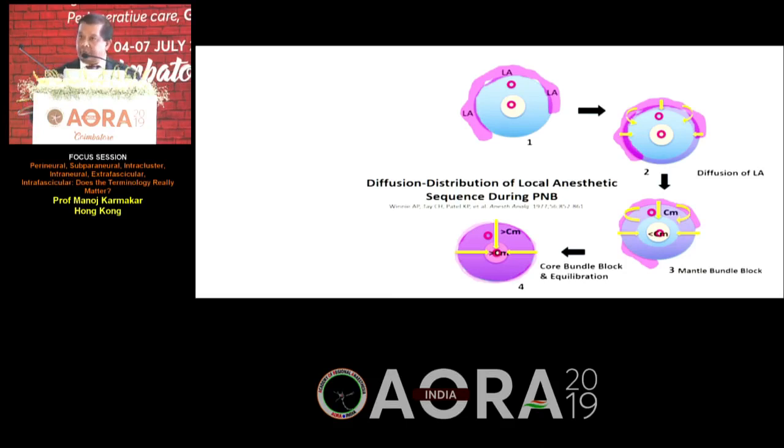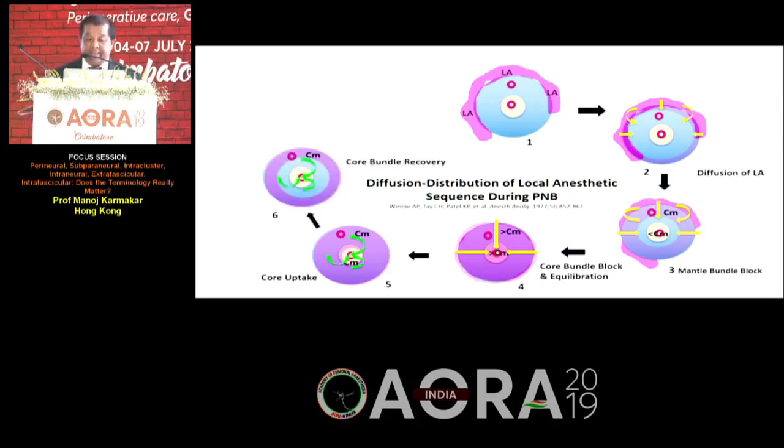And then a phase of equilibrium occurs where the nerve's sensory motor blockade is complete. Thereafter, there is a washout of the local anesthetic from the core to the periphery. So recovery occurs in the reverse direction, and thereby the concentration first drops in the core fibers and thereafter in the mantle fibers until complete recovery.